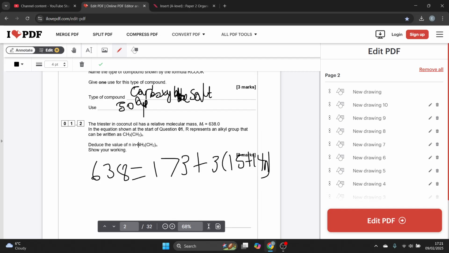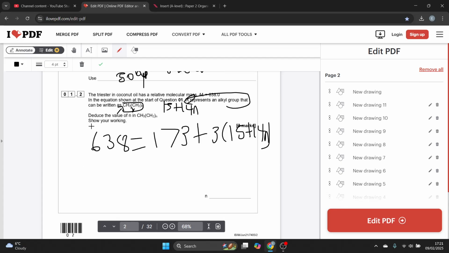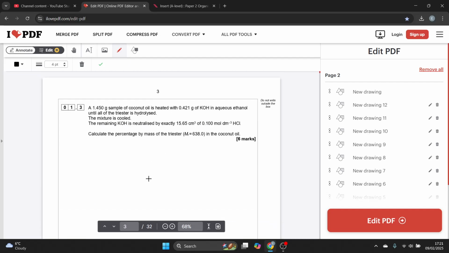Because what I did basically was that I've seen that the R group is an alkyl group that can be written as this. The MR of that is 15. The MR of this is 14. So 15 plus 14n, and that represents an alkyl group. So I can write that as that, 15 plus 14n, obviously just 3 of them, 3 R groups. Then you expand the brackets, rearrange, and you should get 10. Just to show you working, but in the exam you'll show your working.